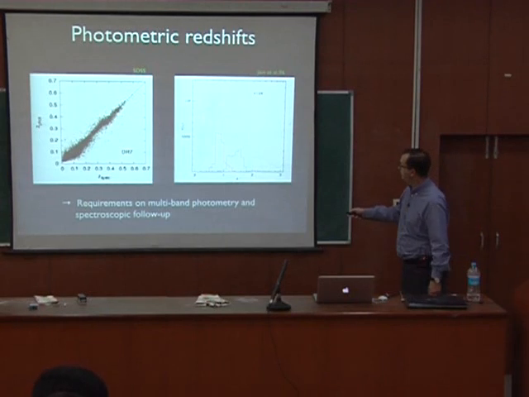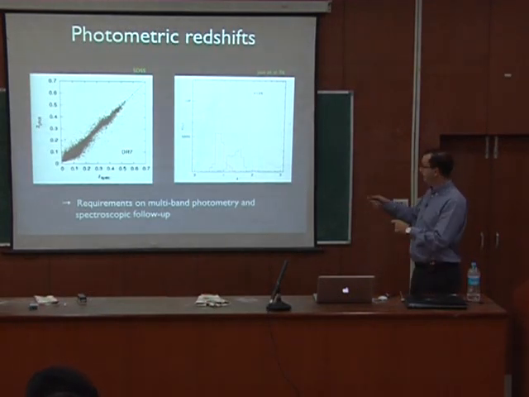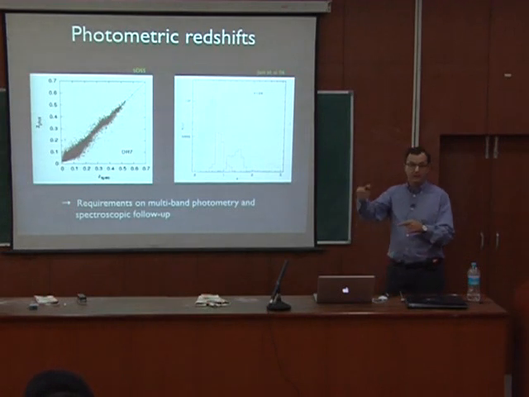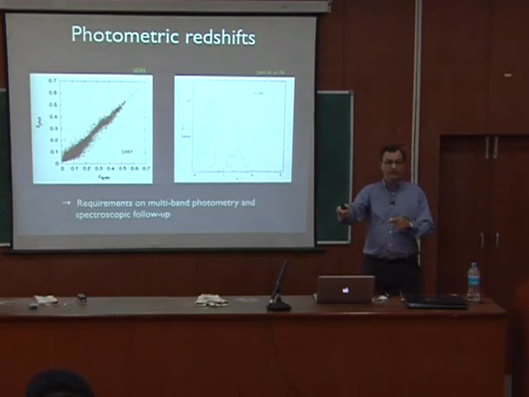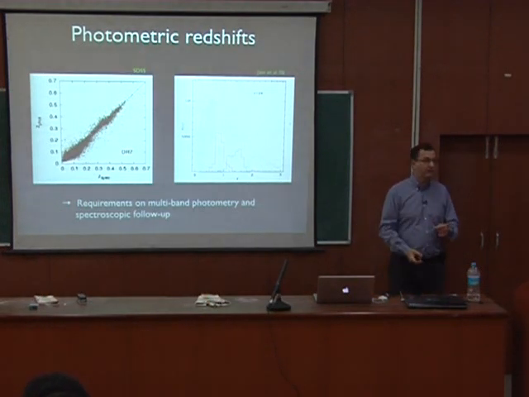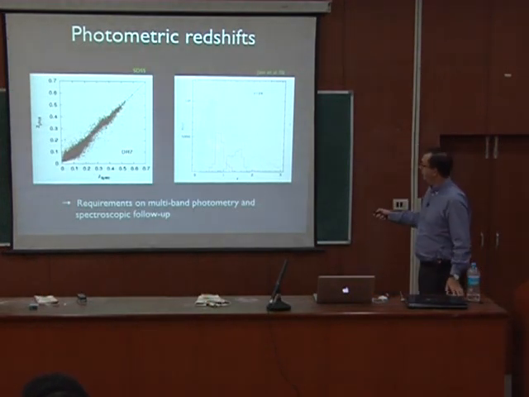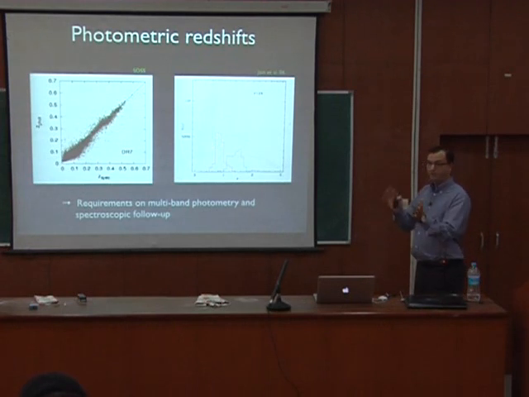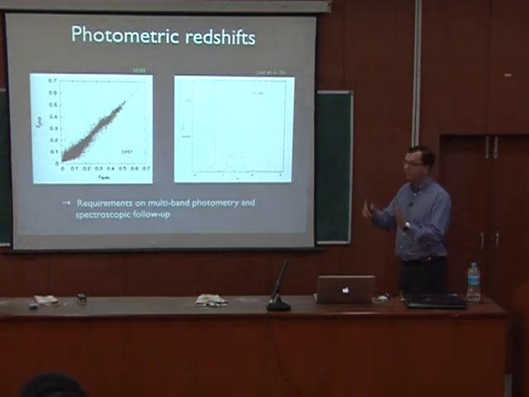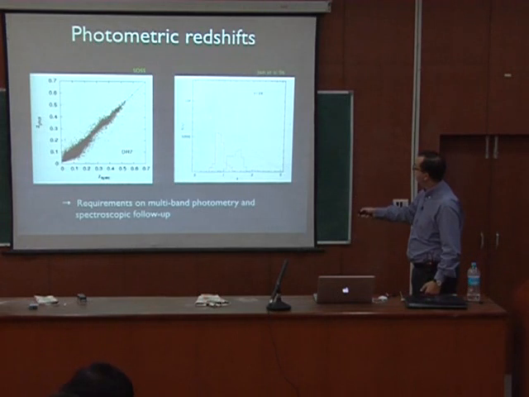It doesn't matter. But we need to know this distribution very well, because this n of z is what goes into the calculation of the weak lensing power spectrum. And if this is wrong, then our interpretation of the weak lensing power spectrum will be biased. Another thing we need to do is make cuts in color or in redshift or something to produce our different redshift bins.